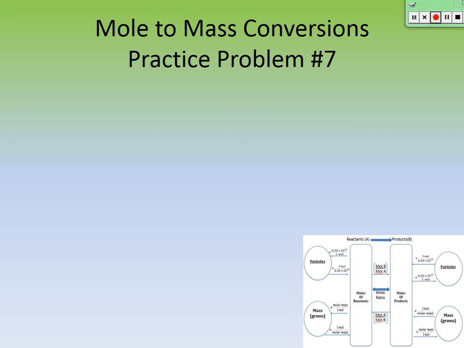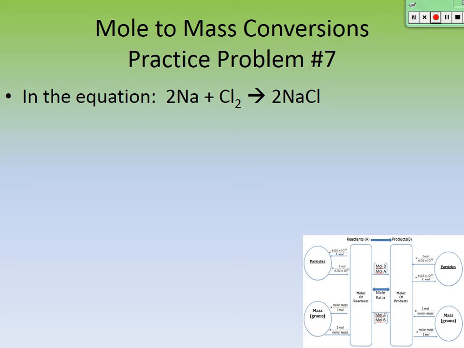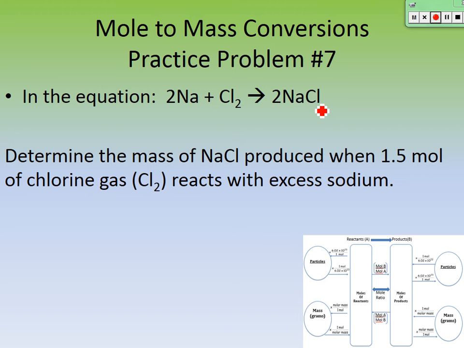Practice problem number 7. Okay, it says in this equation we got 2 moles of sodium plus 1 mole of chlorine goes to 2 moles of sodium chloride. Here's the question. Determine the mass of sodium chloride produced when 1.5 moles of chlorine gas reacts with excess sodium. So let's follow those steps again. Do I have a balanced chemical equation, guys? Yes, sir. Yes, we do. So we can go on to the next step.